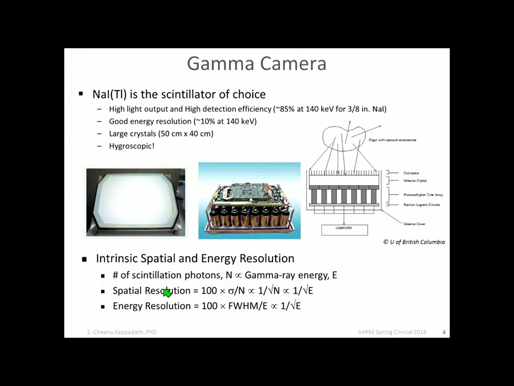In nuclear medicine, we do photon counting. This is very different from, say, the CT or mammography lectures we saw today. We're measuring individual photons, so we have to follow Poisson statistics. The energy resolution and the spatial resolution depend on the number of photons that are detected. Following Poisson statistics, the spatial resolution and energy resolution improve the higher you are in photon energy.